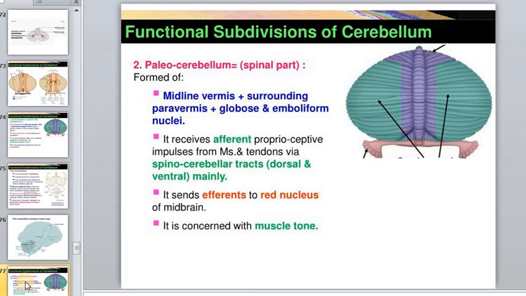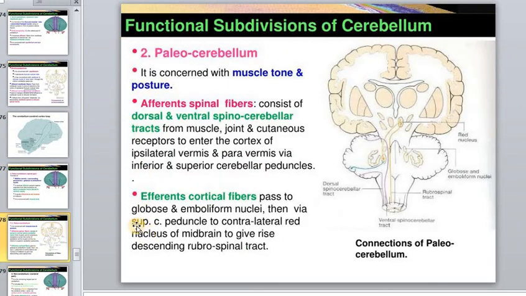And a new part, the paleocerebellum, the spinal part, formed in the midline by the vermis, surrounding the paravermis, and it has some nuclear parts. It receives afferent proprioceptive impulses from the tendons and from the muscles via the spinocerebellar tracts, dorsal and ventral parts. It sends efferents to the red nucleus in the midbrain. It is concerned with muscle tone. And the next slide is about the function of this part. So in general it is muscle tone and posture, and we have afferent and efferent fibers in special tracts.